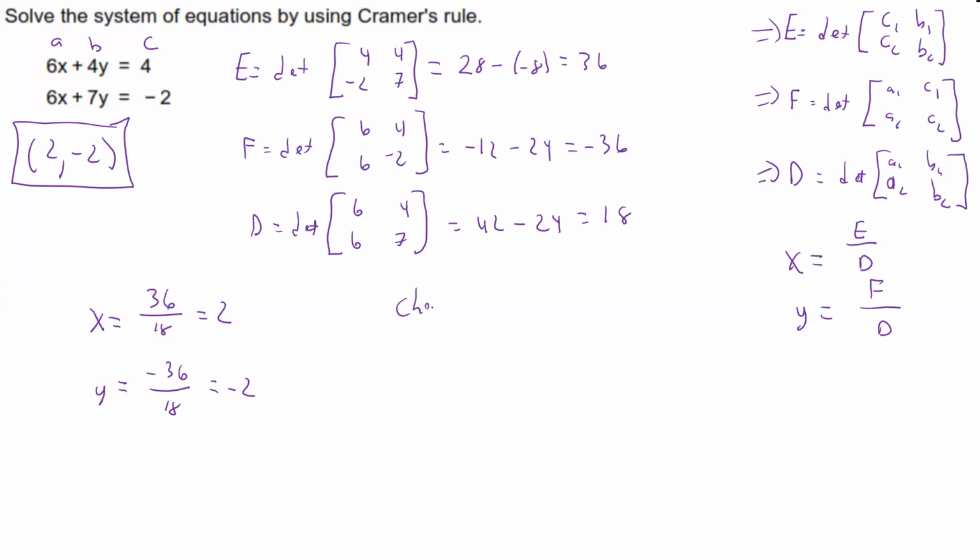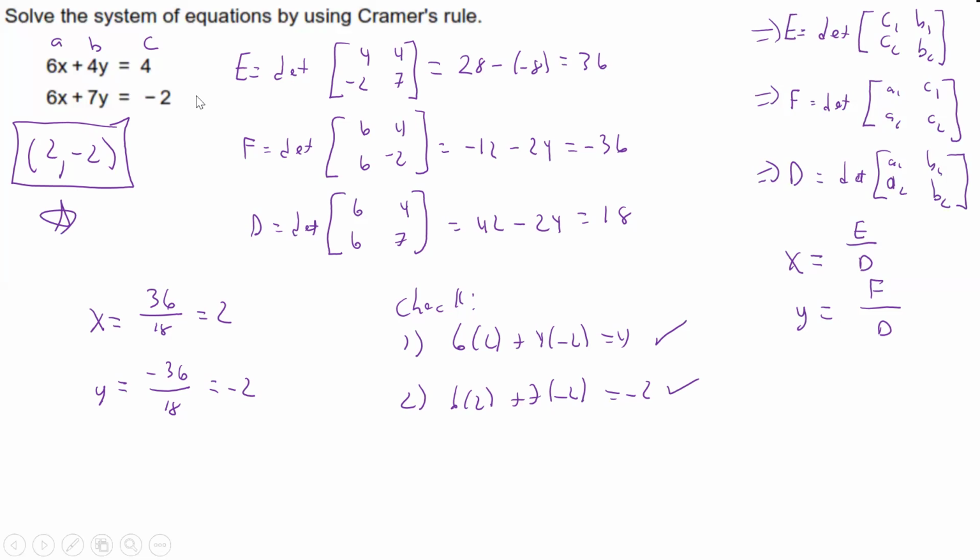Now, I highly suggest doing checks, even doing this one. So 6 times 2 plus 4 times negative 2 equals 4. Well, that's going to be 12 minus 8, so that's 4, so that works. Here we have 6 times 2 plus 7 times negative 2 equals negative 2. So it's 12 minus 14, which is negative 2, and that's negative 2, so that does work. So our solution really is 2, negative 2.